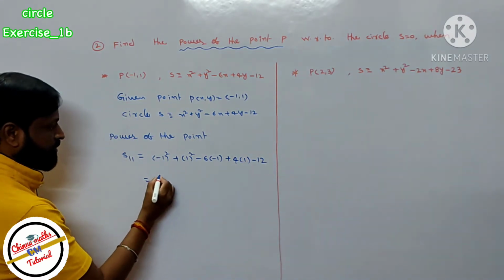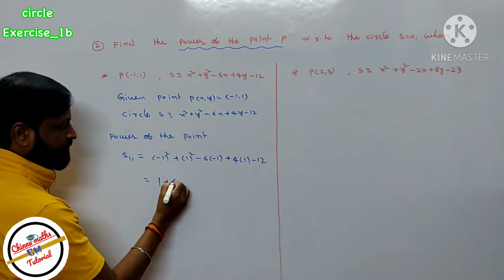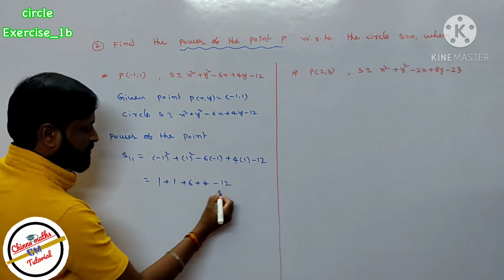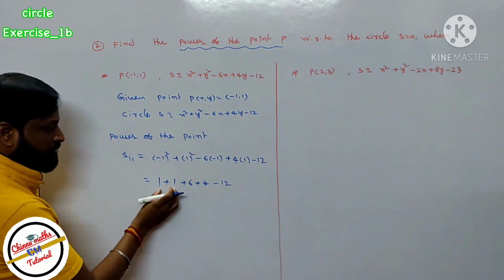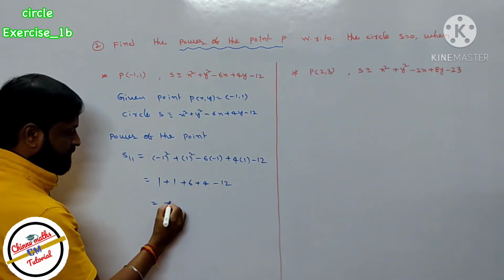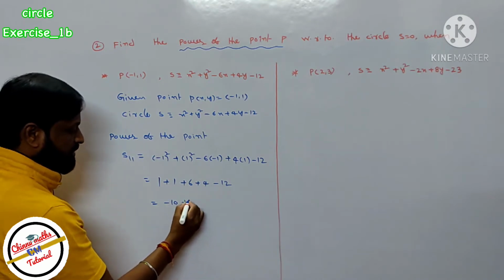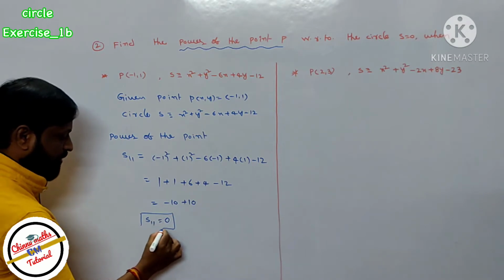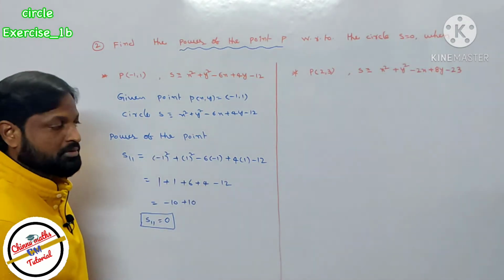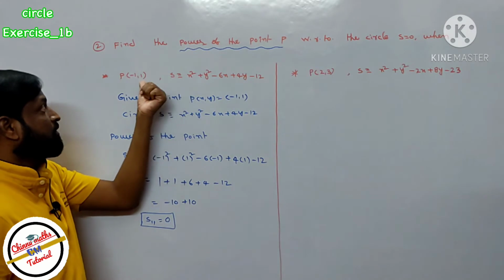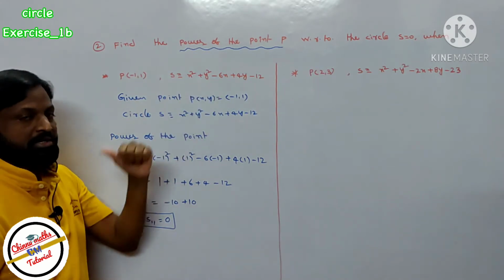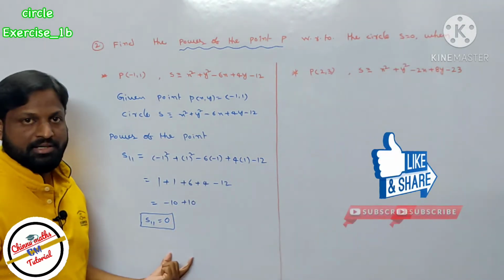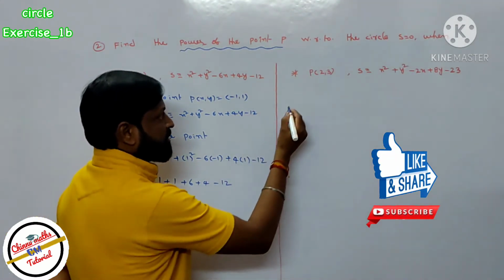So then it is equal to (-1) whole square plus 1, again minus into minus plus 6 plus 4 minus 12. So it is equal to plus 2 minus 12 equal to minus 10, 6 plus 4 equal to plus 10. Both are gets cancelled. What will get? S11 equal to 0. What is the power of the point? S11 equal to 0. Suppose he asking location of point P with respect to the circle S equal to 0, means S11 is equal to 0 means the point lies on the circle. Okay.